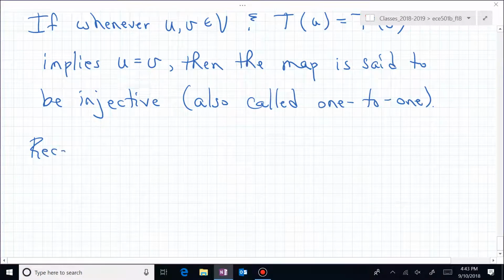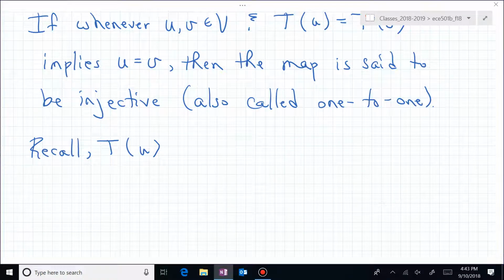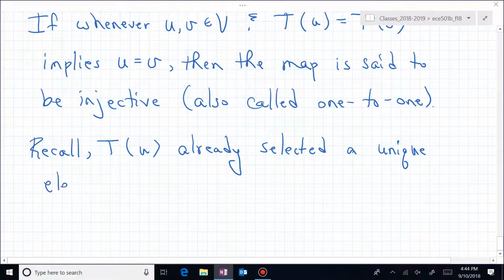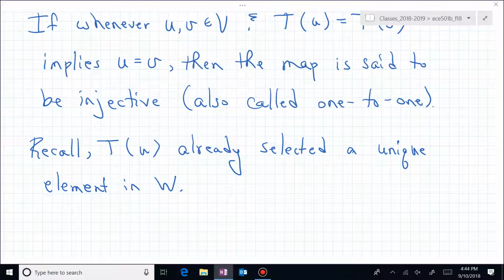Now recall that a consequence of having a linear map is that T of u maps to a unique vector in the output vector space, or in the codomain. T of u already selected a unique element in W. So this linear map, if you operate on a vector u, is going to go to one point in W. It's not going to go to multiple points. It's just going to go to one vector. That's what we mean here. T of u goes to one vector in W.